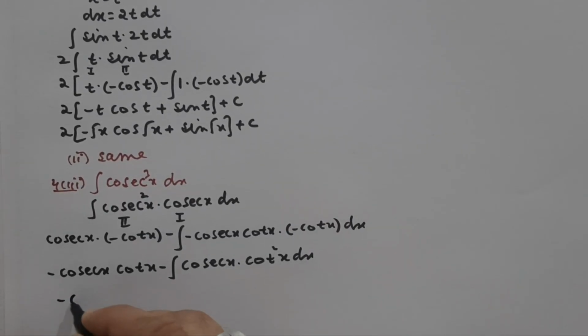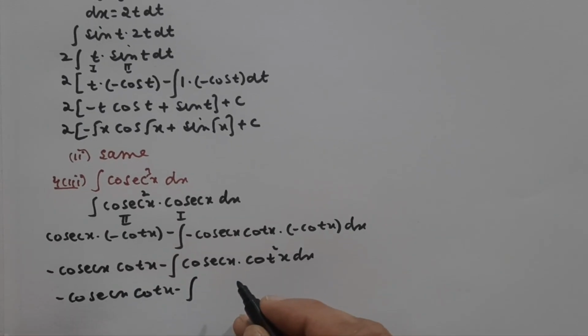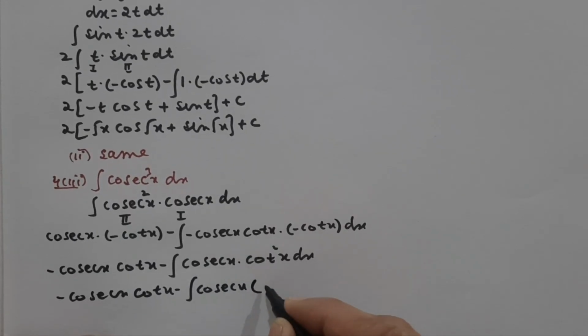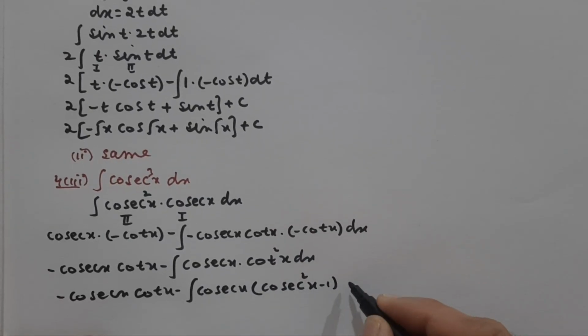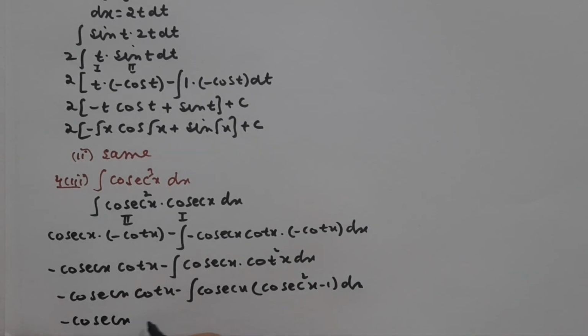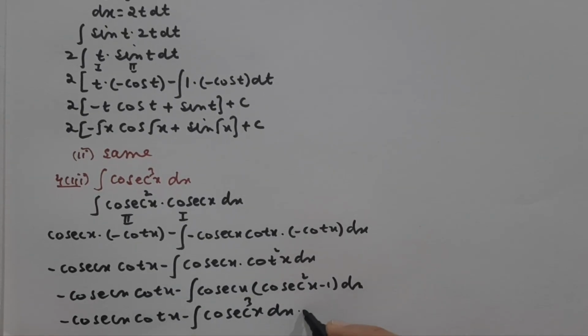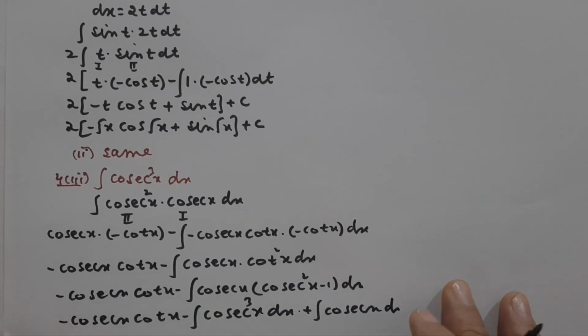Now minus of cosecant x cot x. Now to integrate this factor, in place of cot square x, what do we write? What is cot square? Cot square is cosecant square x minus 1, dx. So we get minus of cosecant cube x dx on multiplying and plus cosecant x dx, like this. Now here we have I.